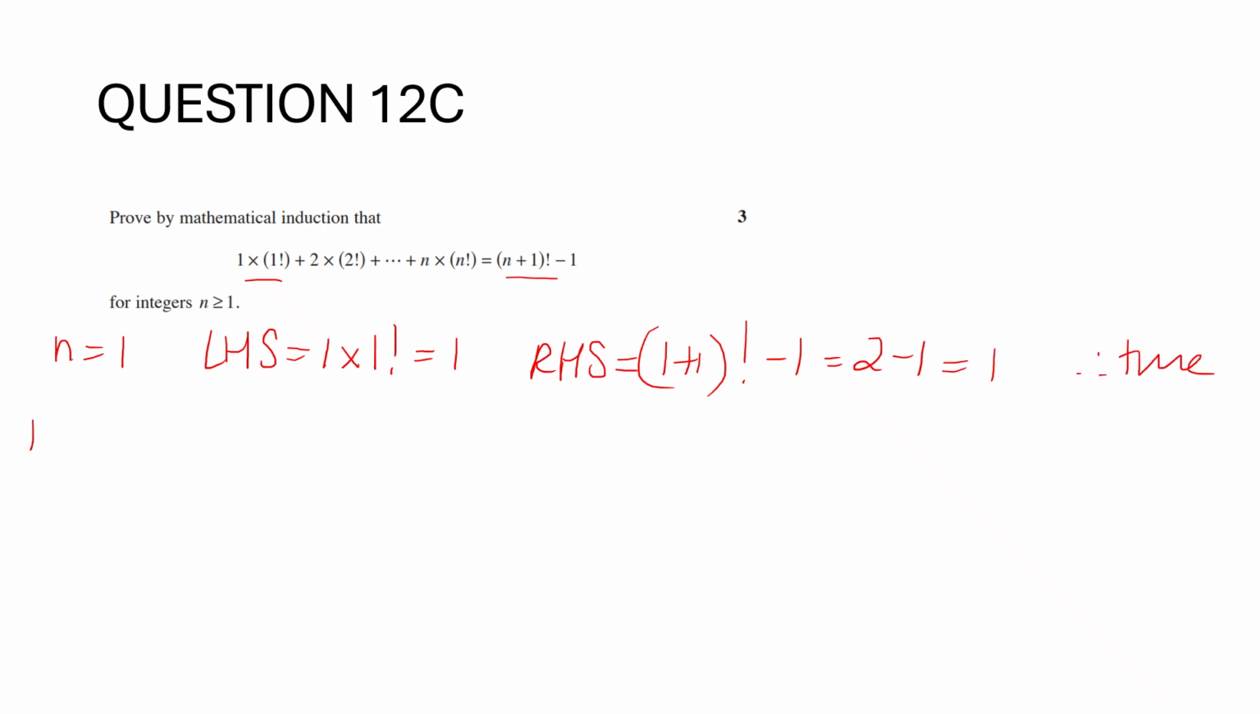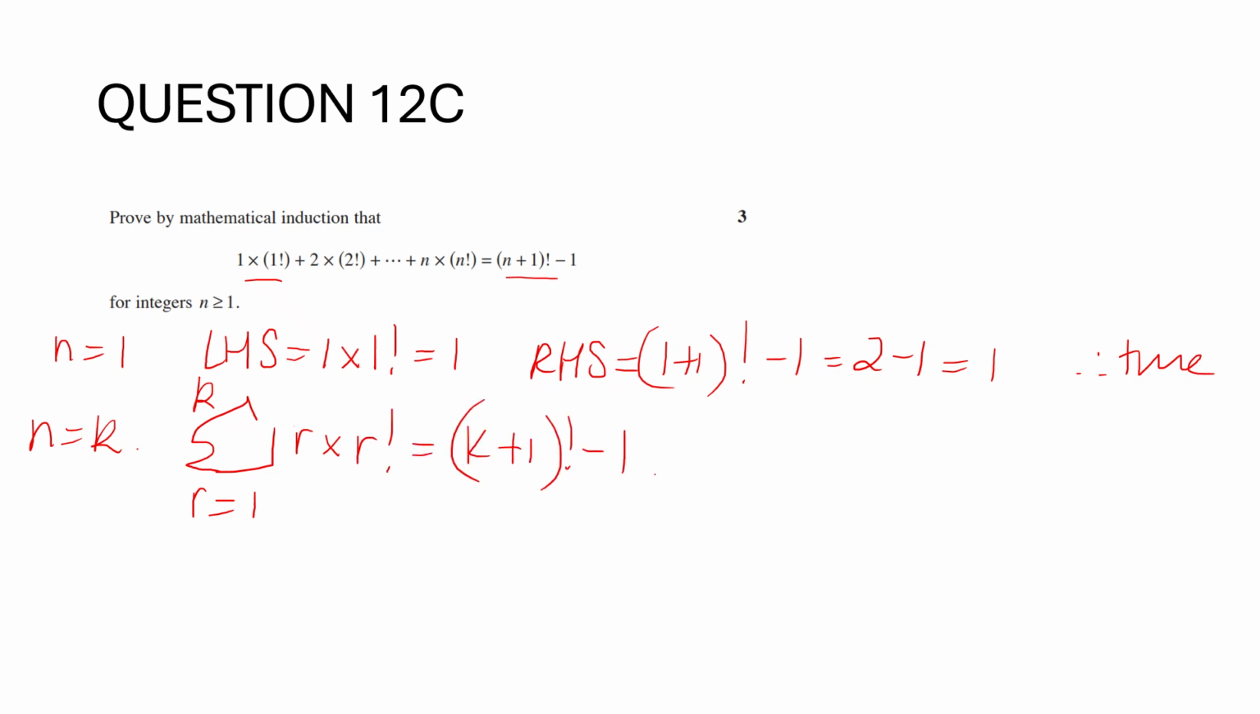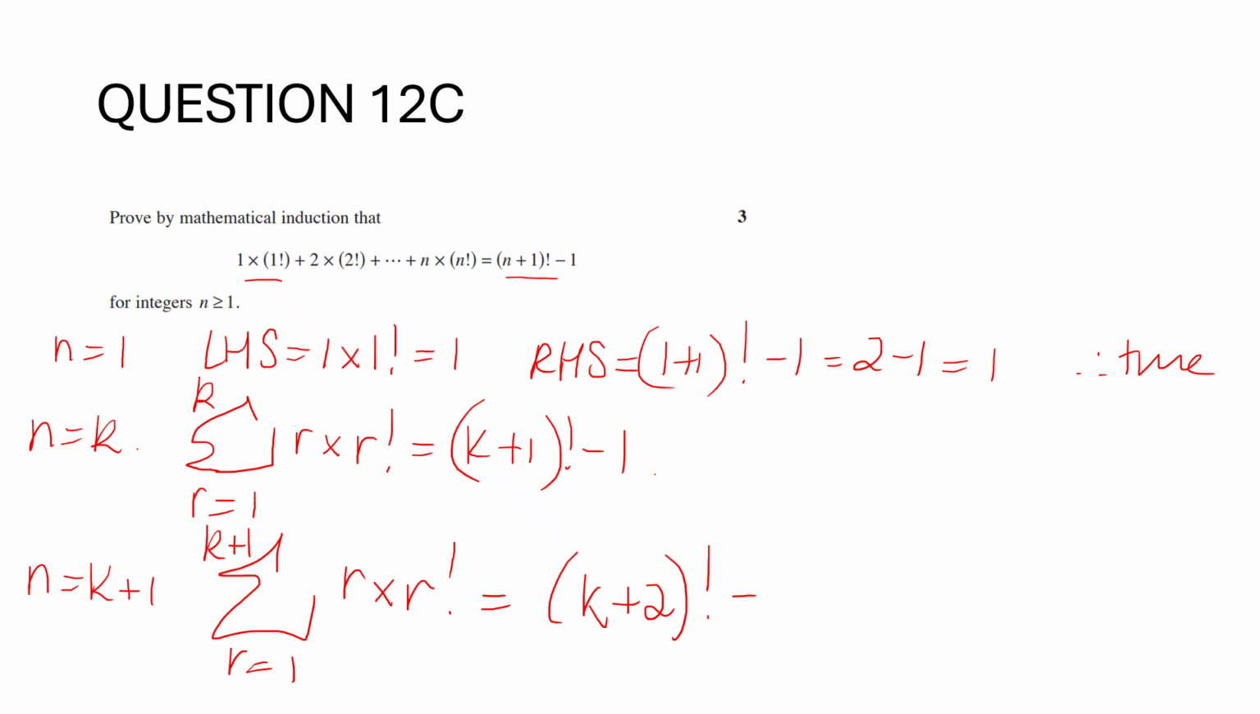We're going to assume it's true for n equals k. I'm going to put it in summation. It's not a very good sum sign, but never mind. The sum for r equal to 1 up to k of r times r factorial would equal k plus 1 factorial, take away 1. And we are required to prove this equal to k plus 2 factorial, take away 1.